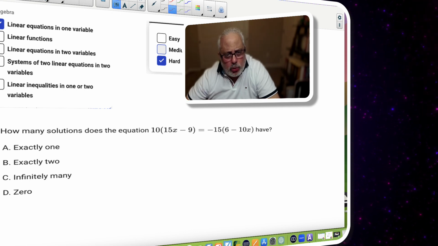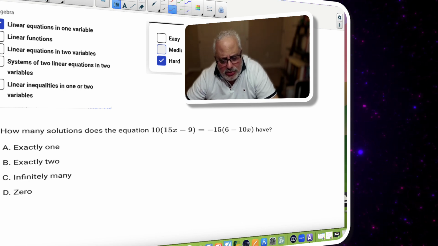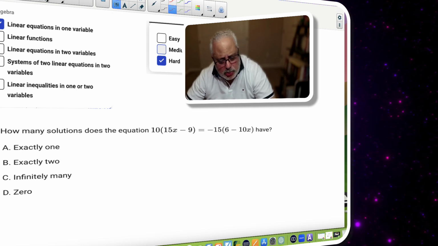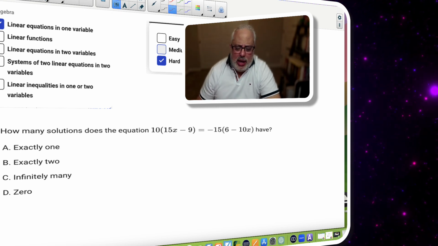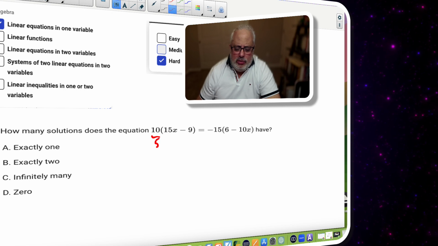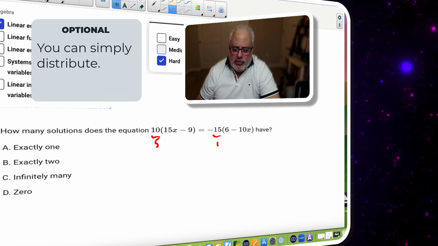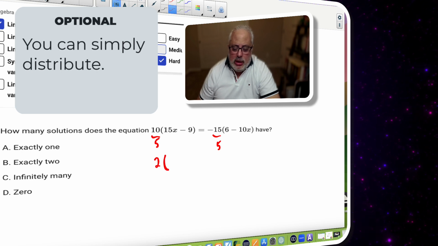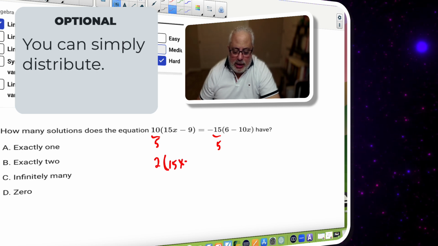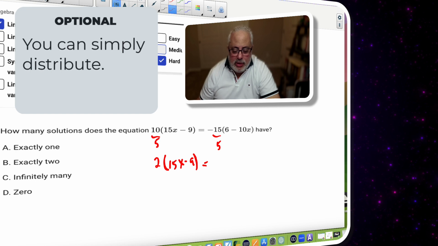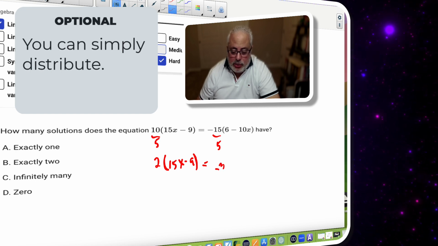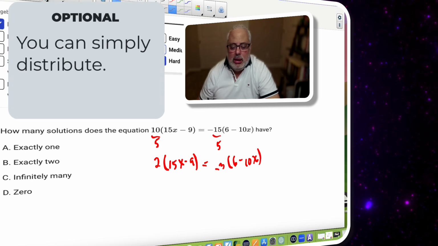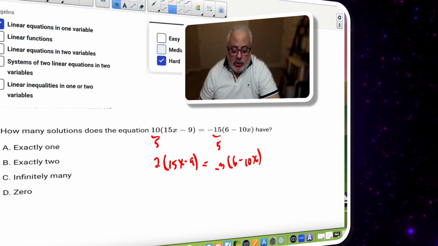We have different approaches. We can divide by 5 to make the entire expression smaller. So I would do that. Let me divide here by 5, and let me divide here by 5 in order to have easy numbers. So I have 2 times 15x minus 9. Negative 15 divided by 5 is negative 3. 6 minus 10x. Okay. And now let's use the distributive property.